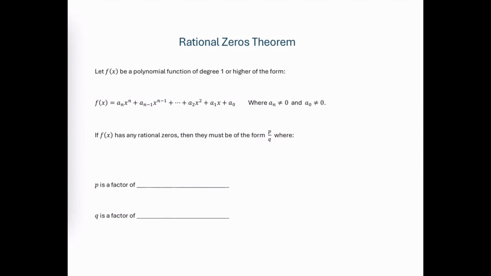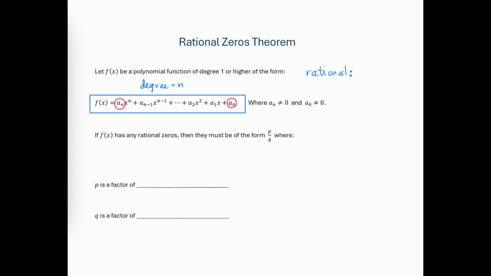The rational zeros theorem gives us a way to identify potential rational zeros of a polynomial function. This is the general definition of a polynomial, and this polynomial is degree n. We have a sub n, which is the leading coefficient, or the coefficient on the x to the nth term, and a sub 0 is the constant.